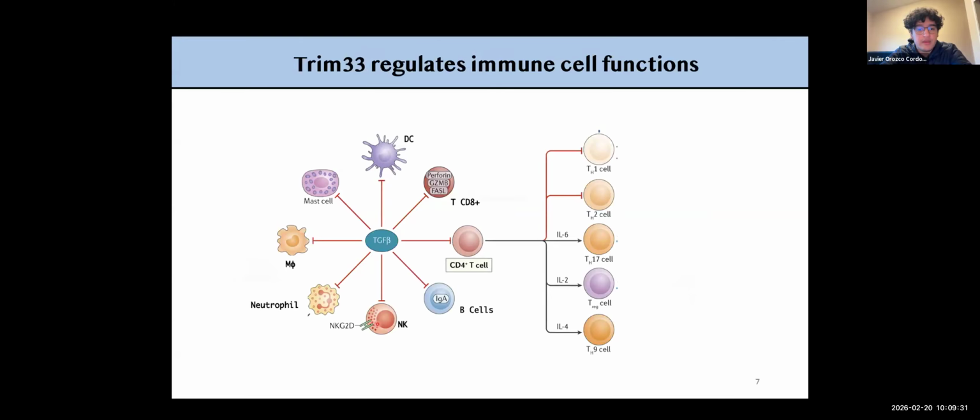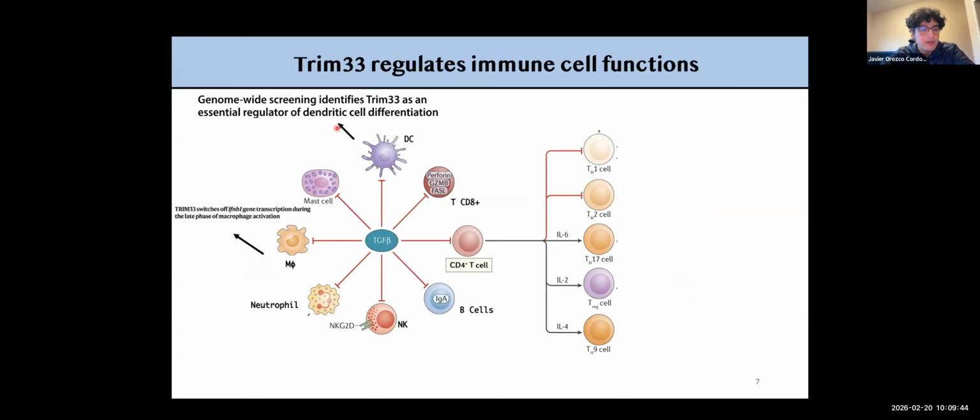However, in the last years, several papers have been published regarding the function of TRIM33 in immune cells. For example, we now understand that in dendritic cells, TRIM33 regulates the differentiation and stability of these cells, while in macrophages it regulates the transcription of interferon beta during activation. Also in macrophages and neutrophils, it is important for the recruitment of these cells to inflammatory cues.